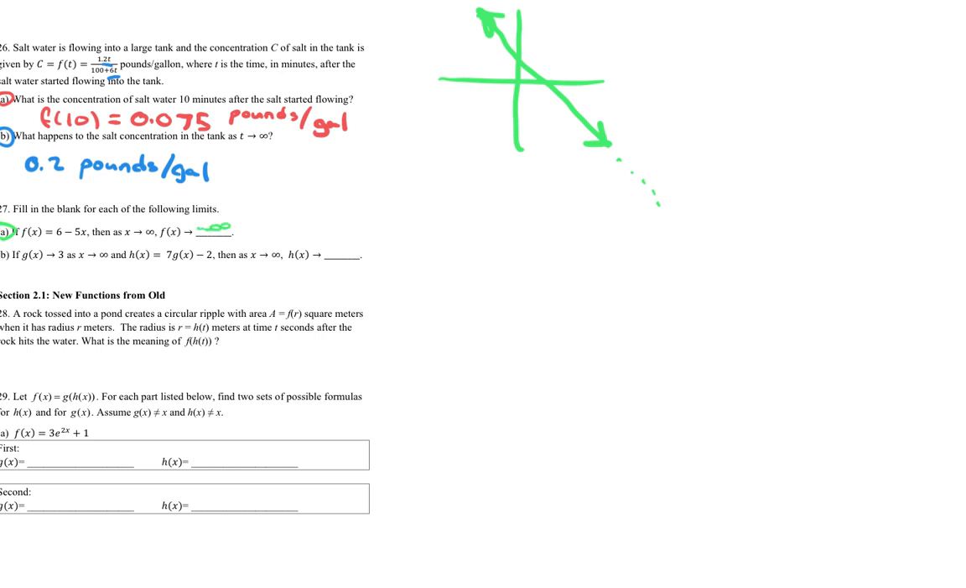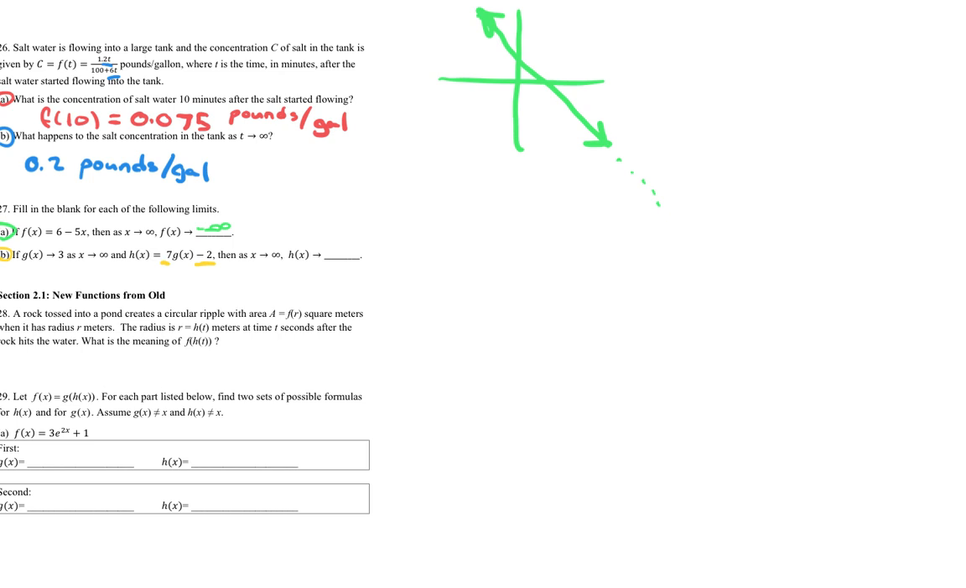Okay. And then for part B here, if g of x equals 3 as x approaches infinity, and h of x is 7 times g of x minus 2, then as x approaches infinity, h of x will equal... Okay, so the two things that we can look at are this 7 and this negative 2. The 7 and the negative 2 don't really care what x is, because no matter what, it's just going to be 7 times whatever g of x is, and then minus 2.